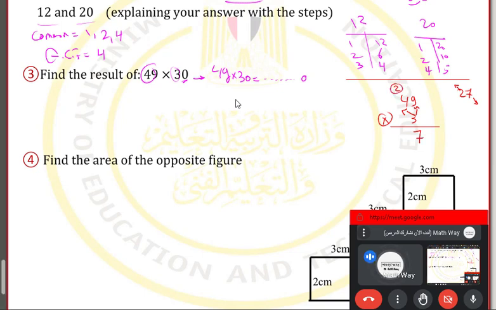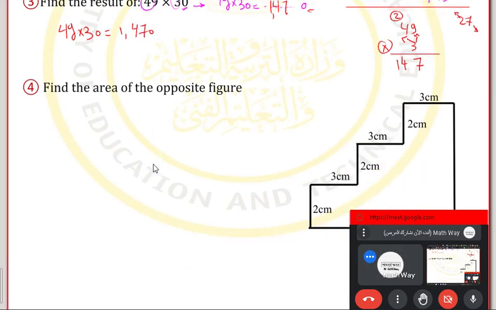Now 3 by 4 is 12. Don't add first, multiply first. This question is to multiply. So 3 by 4 is 12. 12 added to 2 is going to be 14. So the answer is 147. And don't forget, you have 0 here. So 1470 is the answer. So 49 times 30 is 1470.